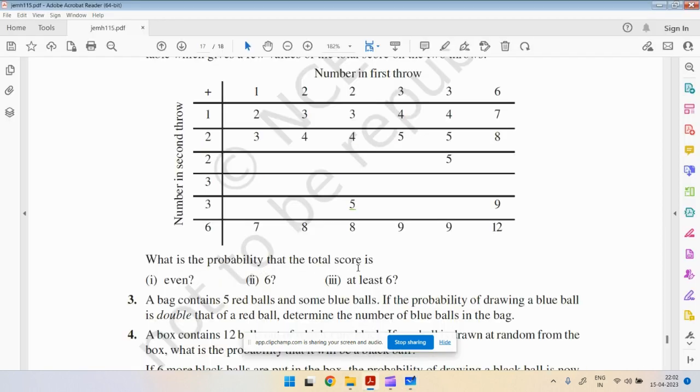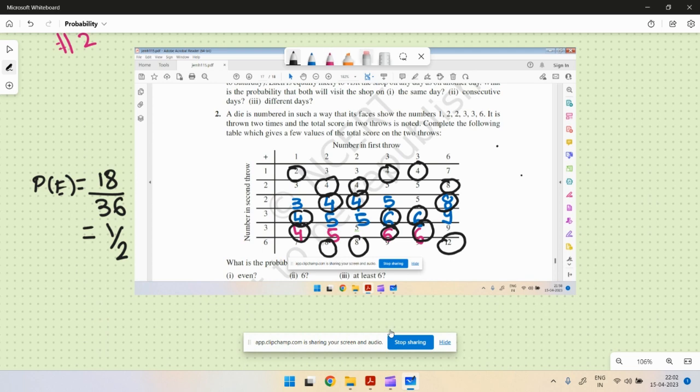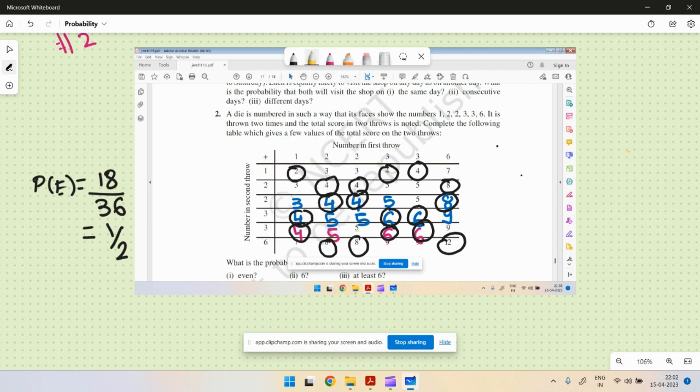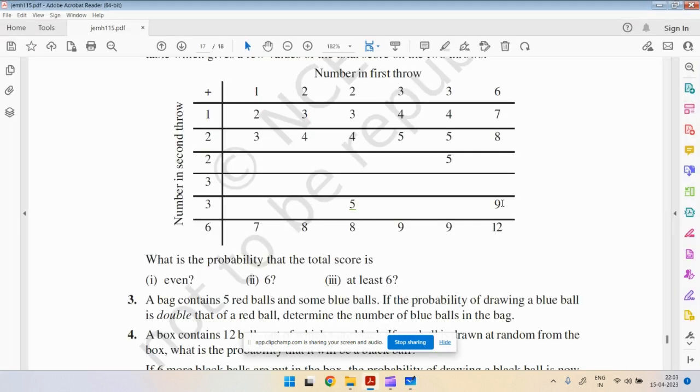Now next is the probability that the score is 6. If you count the 6s, there is a 6 here, 6 here, 6 here, 6 here. So there are 4 sixes. So the probability of getting a sum of 6 is nothing but 4/36, which is 1/9, or 0.1111.